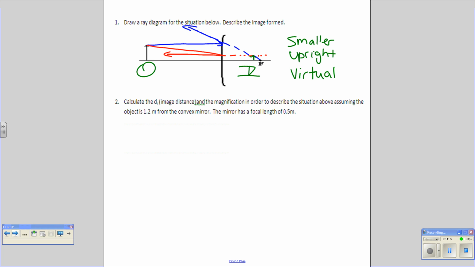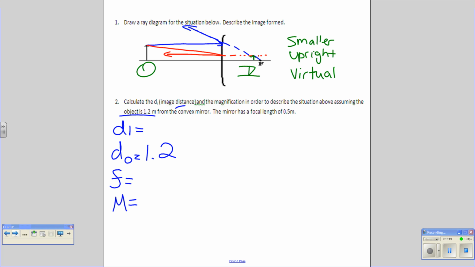I'm going to extend the page because I know I'm going to need it. All right, we're going to calculate DI. So we're going to have DI, DO, and F. Those are the 3 big variables that we have. Okay. We're also going to be ending up finding M. Our magnification, we need to find M to be able to figure out if it's bigger or smaller, and if it's upright or inverted. All right, so let's see what we have. We have our object is 1.2 meters away. So our DO is 1.2.